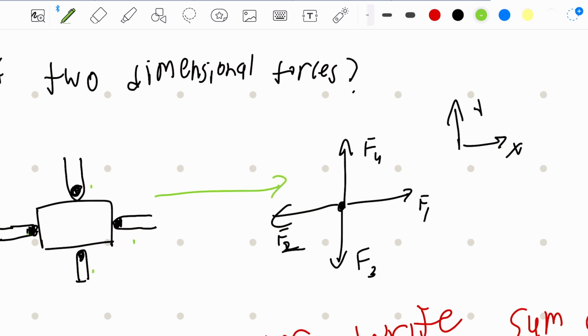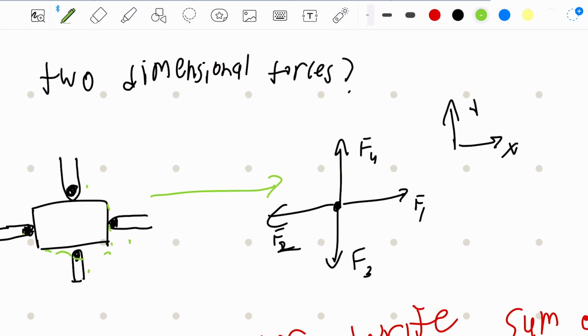You draw a free body diagram, isolate it from the world. Draw a free body diagram as just a point. Draw the forces that are acting on it. So this force is going up and through it, this force is going down, this is going to the left, this is going to the right. It's exactly what we have here.